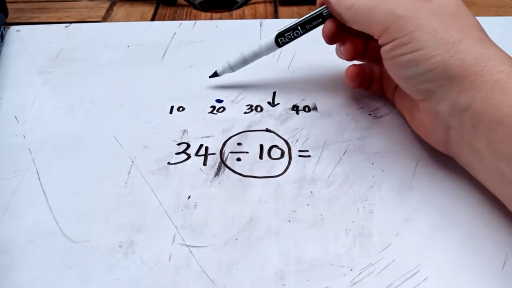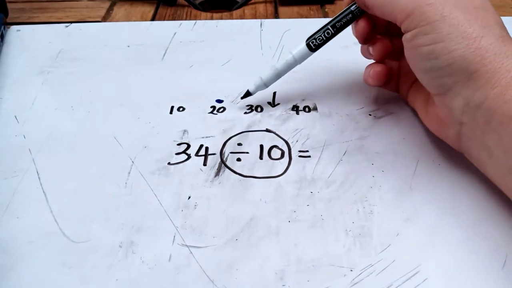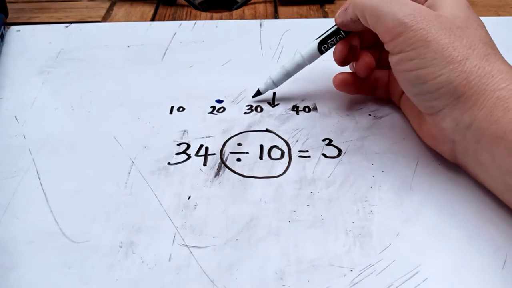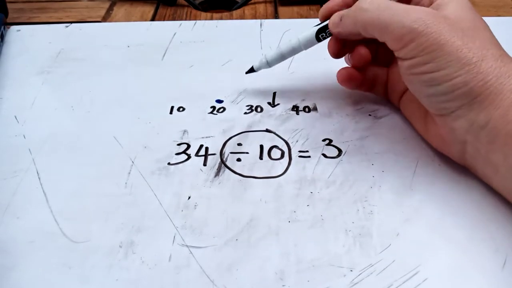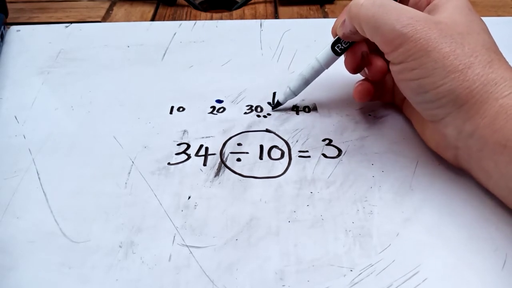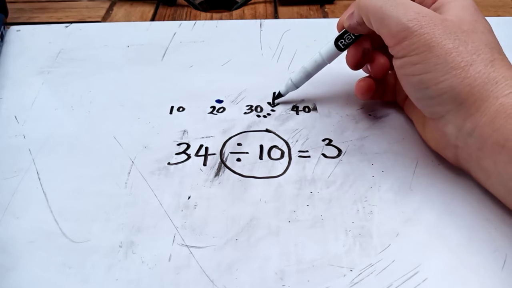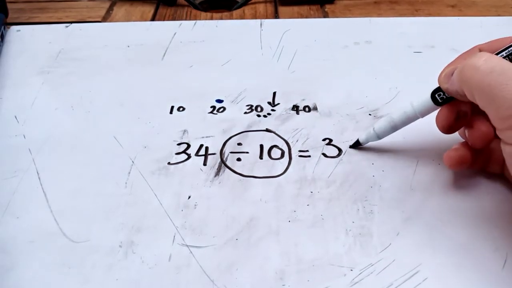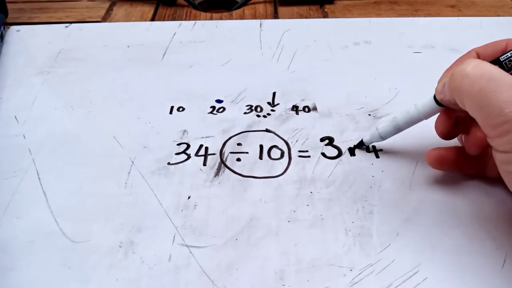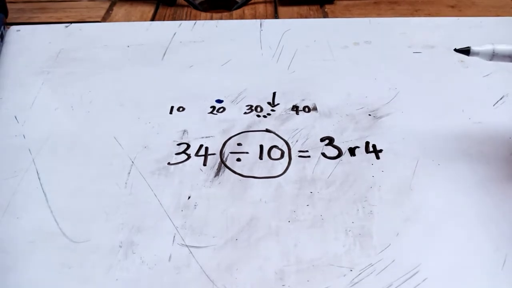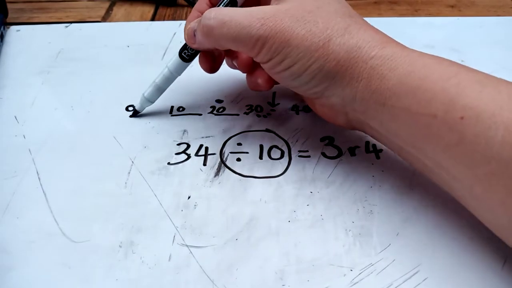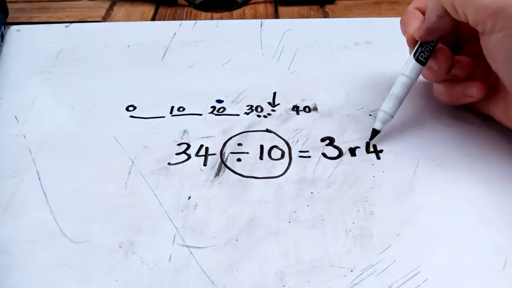Okay, so how many tens? I've got 1 lot of 10, 2 lots of 10, 3 lots of 10. So 3 lots of tens fit in. But that only takes me to 30. I need to go to 34. So count on from 30, 31, 32, 33, 34. So I need 4 footsteps to get to 34. So remember we said it was remainder 4. And I use a big 3, a little r, and a 4. Okay, so 3 lots of 10 fit in, starting at 0. And then 4 footsteps take me to the answer.